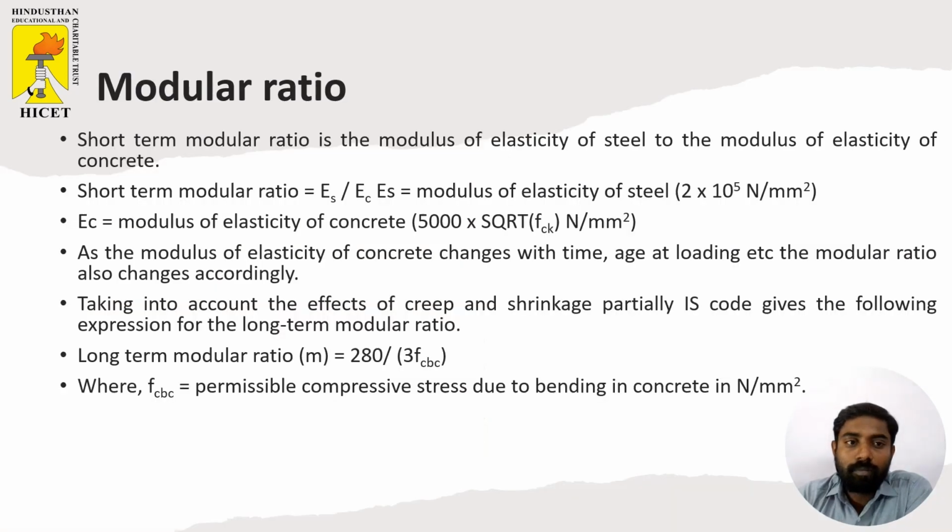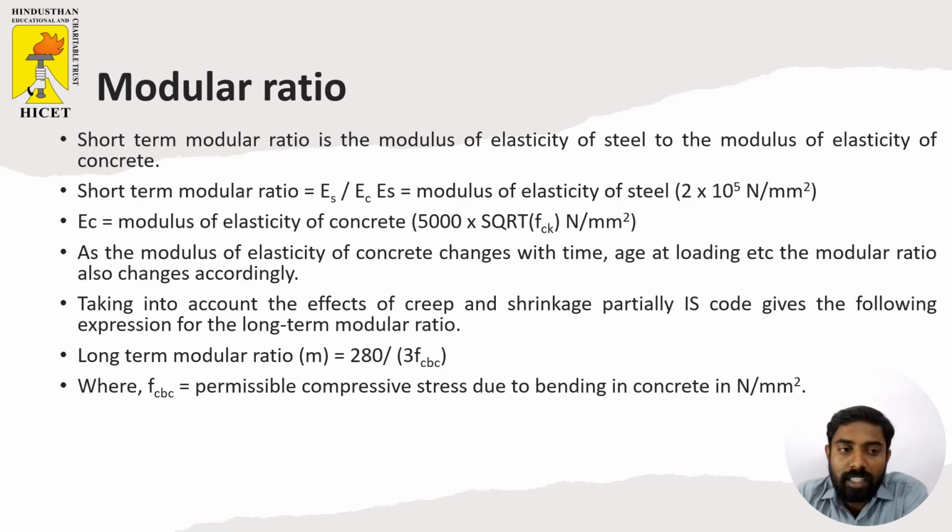and hence the concrete develops cracks. The term modular ratio is the ratio of the modulus of elasticity of the steel to the modulus of elasticity of the concrete. And the modular ratio is Es by Ec. Es is the modulus of elasticity of steel, that is 2 into 10 to the power of 5 Newton per mm square. And Ec is the modulus of elasticity of the concrete, that is 5000 root fck Newton per mm square.